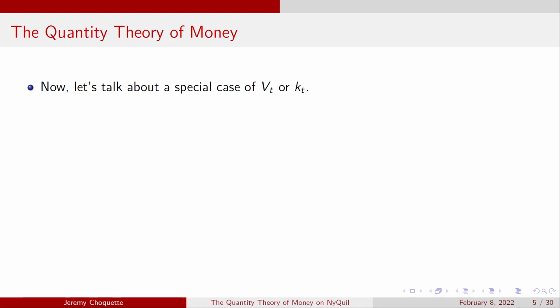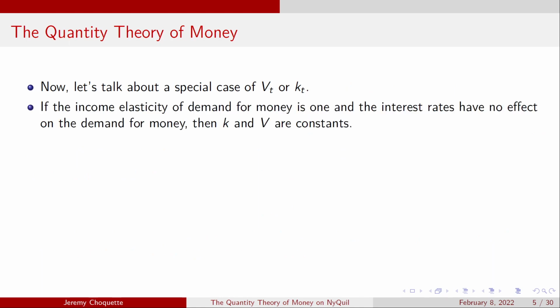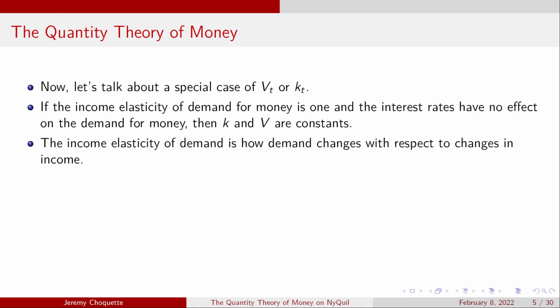So let's talk about a special case of the velocity of money, or really the inverse of K. We discussed the income elasticity of demand a couple of weeks ago. If that is equal to 1, and the interest rates have no effect on the demand for money, then K and V are constants, so they're not changing over time. The income elasticity of demand, remember, is how demand changes with respect to changes in income.